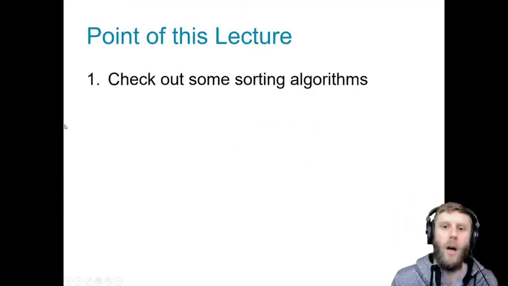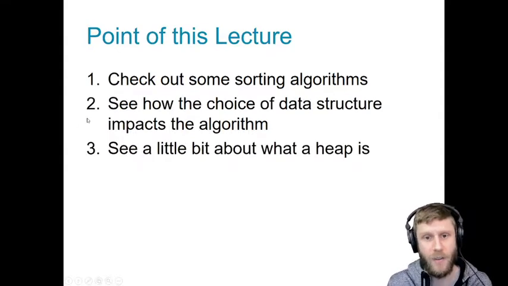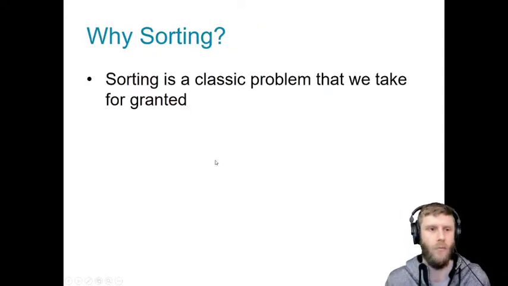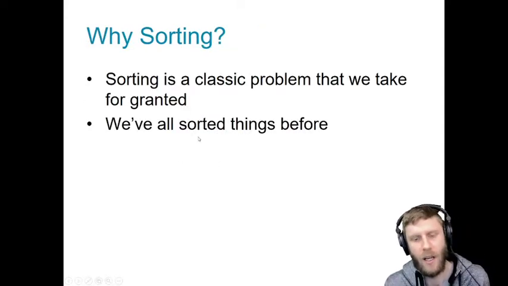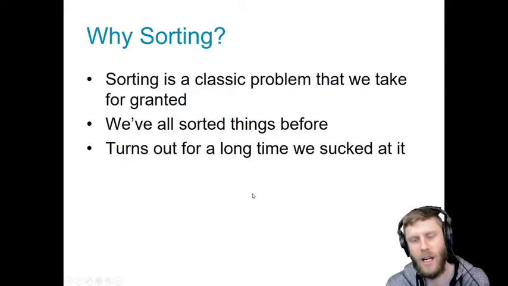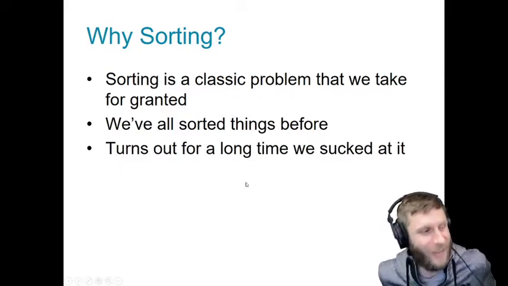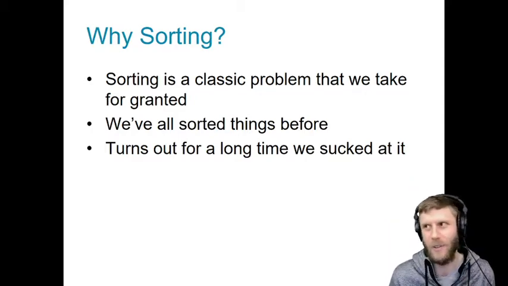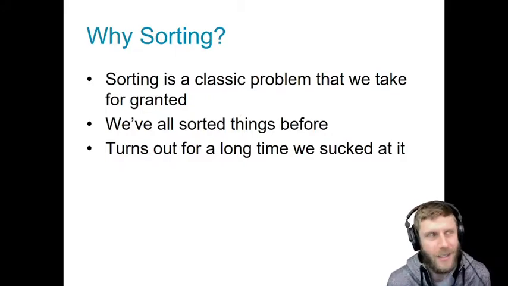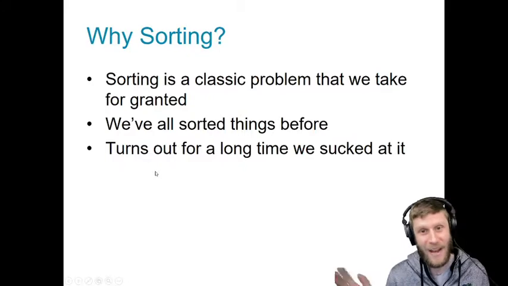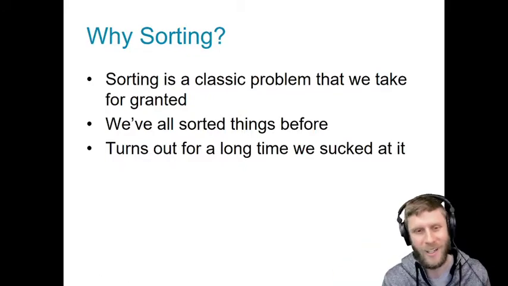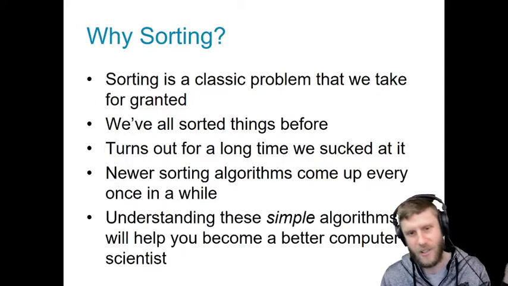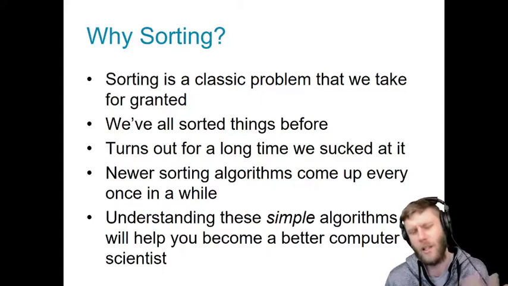Okay. Well, we're going to check out some sorting algorithms, see how the choice of data structures impacts the algorithm, see a little bit about what a heap is, which is pretty cool. So why sorting? Well, it's a classic problem that we take for granted. We've all sorted things before. Turns out humans were actually really bad at sorting stuff until not that long ago. Good sorting algorithms were only discovered like 60, 70 years ago. You might think sorting, whatever, but all our sorting algorithms sucked before, at least our formal ones. And newer sorting algorithms come up every once in a while, and understanding the simple algorithms will help you become a better computer scientist in general.